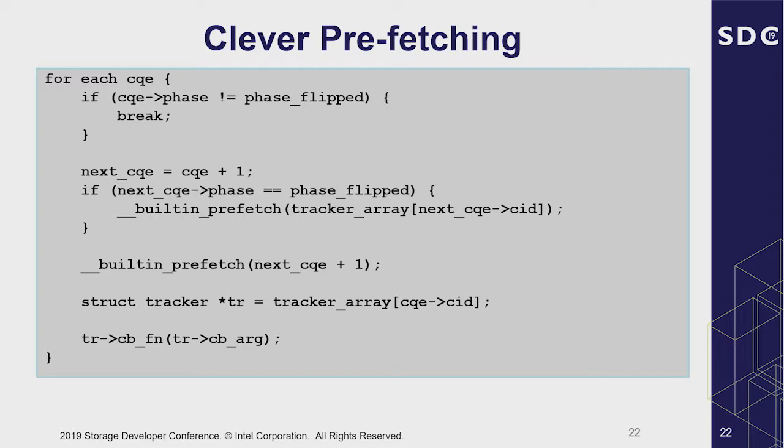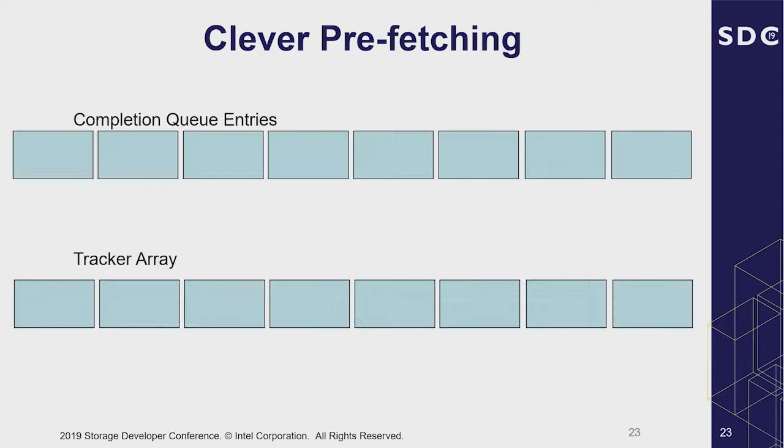Oh, and then also go get the one after it too, the completion queue entry, not the tracker. And I've got a picture of how this works out. And then continue as normal. We're building a pipeline here. So, if I draw the completion queue entries in the tracker array, where blue is loads where we have to wait and green are prefetches, first we read the one we were actually going to process. Then we read the next one. And I'll talk about why that's okay in just a minute.